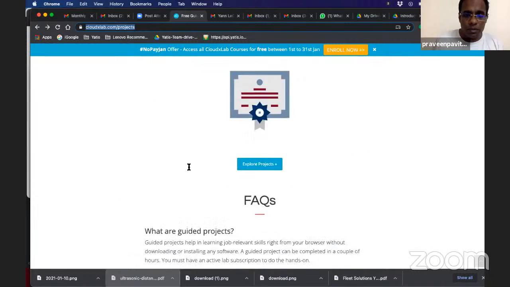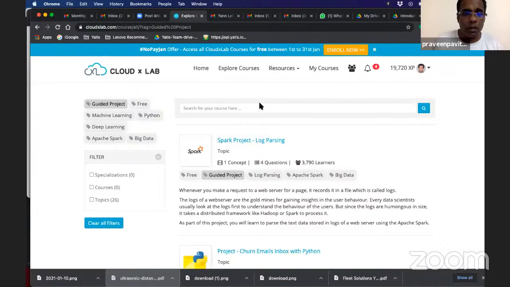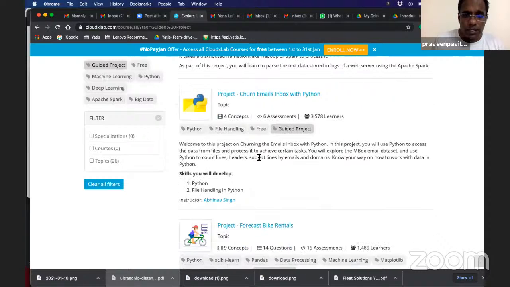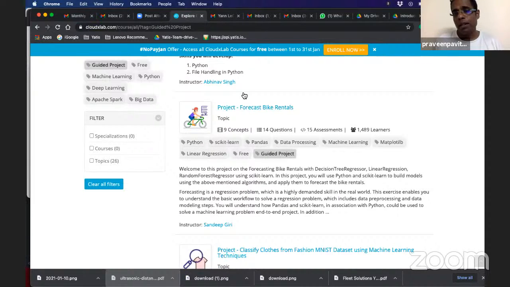Okay, so the courses, you can just go online to CloudxLab projects and look at other projects. As I said, there are about 30 plus projects. There are projects that talk about filtering email inboxes, which is something called spam learning. There's an example of how to forecast bike rentals. This is data with multiple features or predictors like wind speed, temperature, etc. that are given, and you're supposed to predict how many people will come to get bikes.